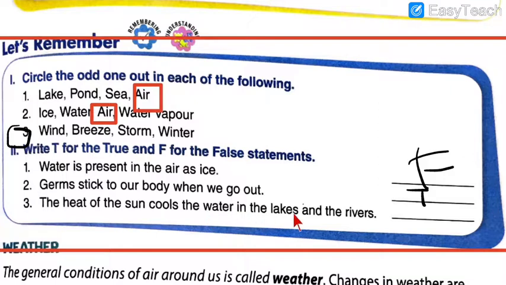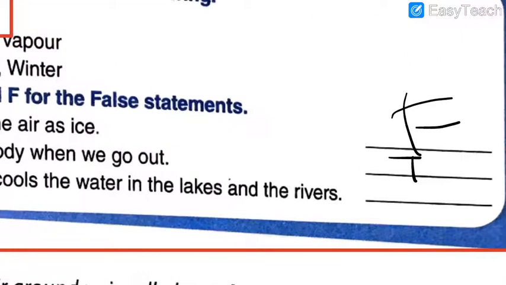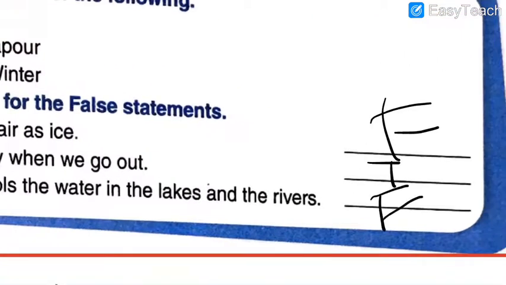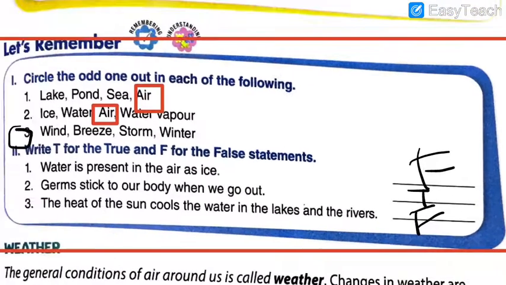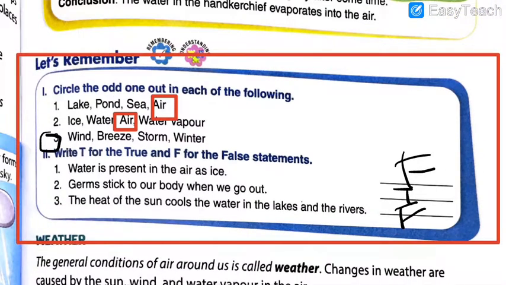Number 3: wind, breeze, storm, winter. Which one is the odd one? Again I am going to leave this for you as homework. Do number 3 by yourself and send it to me for correction, or if you have any doubt. So I will be able to know whether you are solving it on your own or not, and whether you are watching the lecture properly or not.